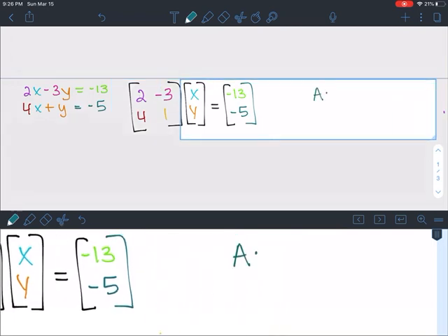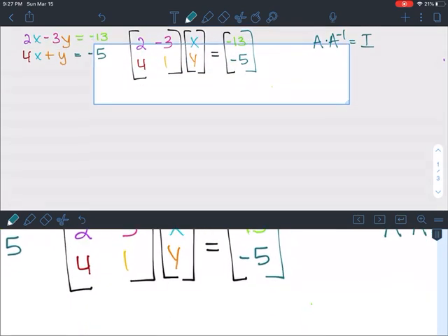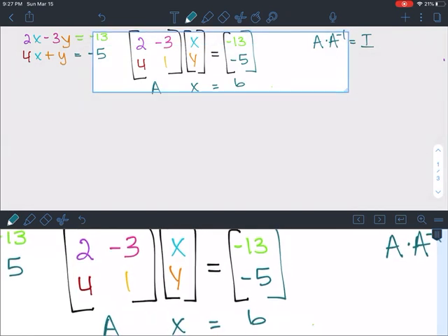Now remember, it goes back to that A times A inverse equals the identity matrix. So A times its inverse gives me that property of 1, kind of a thing. So I'm going to call my coefficient matrix A. We're just going to call this X. And then we're going to call this one B. That's my matrix B.